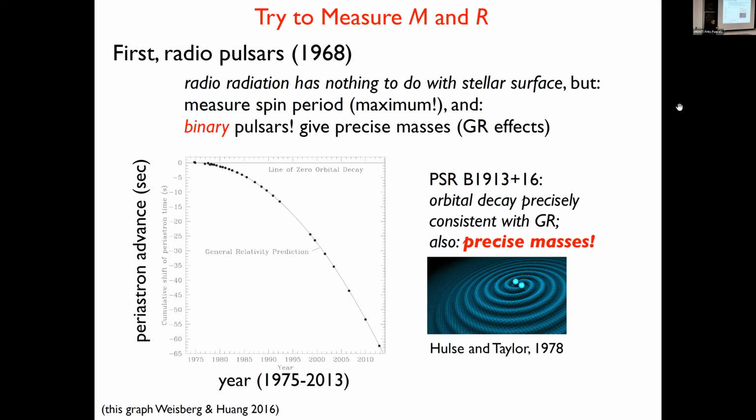So if you found a clear cutoff spin frequency, it might tell you something about the cohesiveness of neutron stars. That's actually not worked yet so far. But in the meantime, people have found binary pulsars.